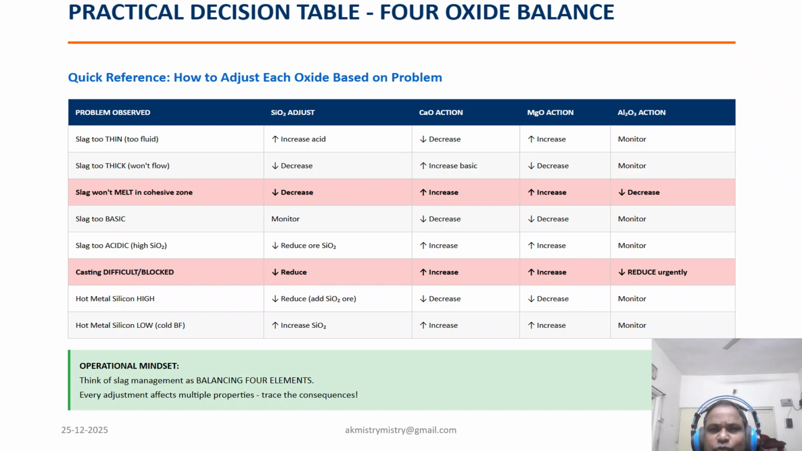Now here is your quick guide. If a slag is too thick, add CaO and MgO. If casting fails, reduce alumina urgently. Every oxide adjustment affects multiple properties, so we must think holistically by going through this slide in a more focused way.